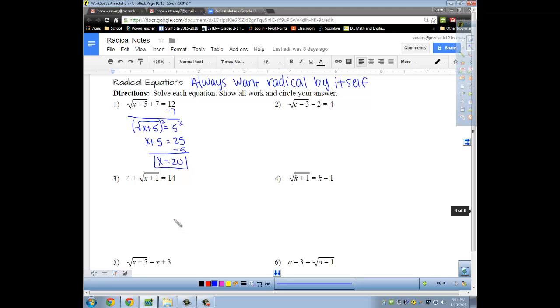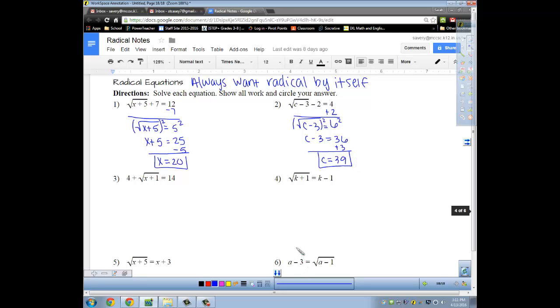Number 2 is very similar. I have this minus 2 that I need to get rid of, so I'm going to add it to the other side. To get square root of c minus 3 equals 6. I need to get rid of the square root sign, so I'm going to square both sides. To be left with c minus 3 equals 36. Add 3 to the other side to get c equals 39 as my answer there.